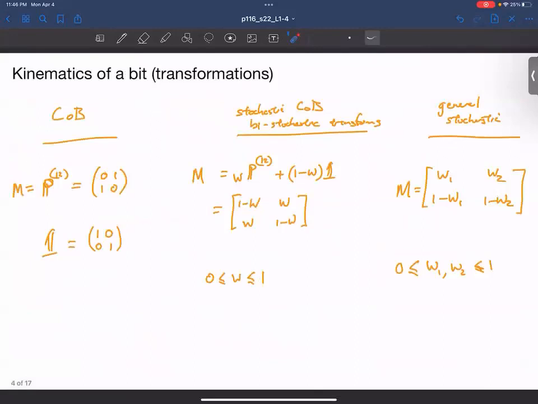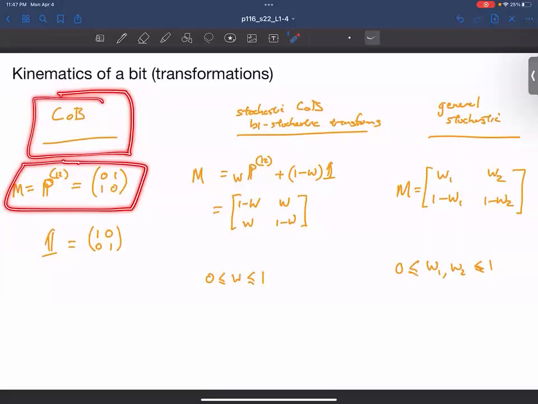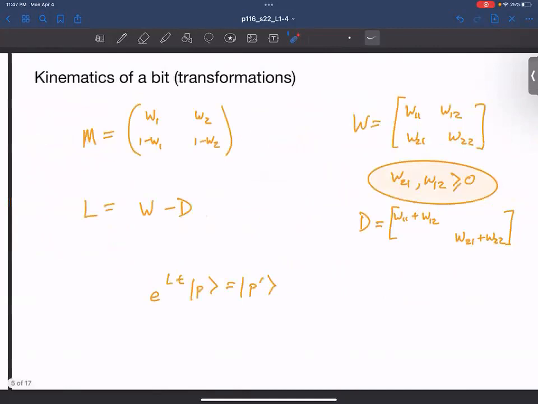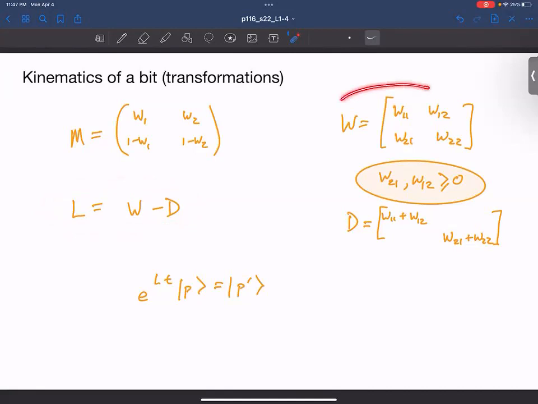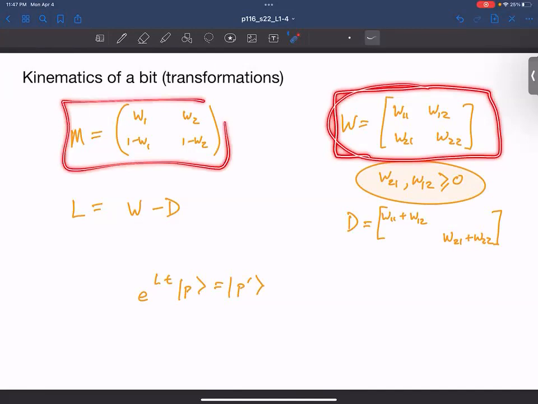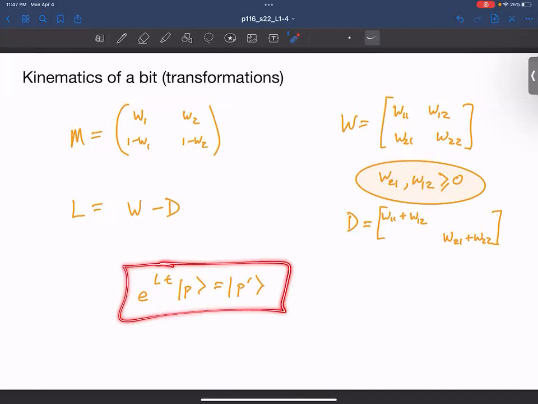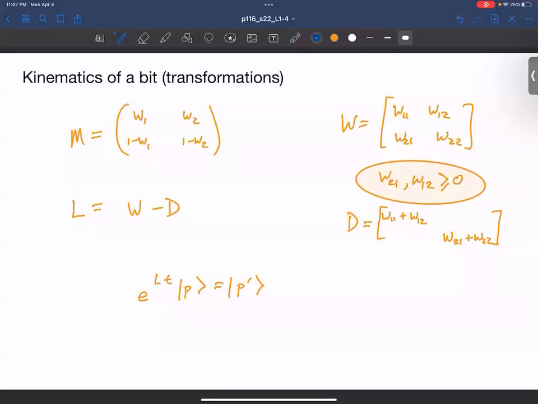For the bit, it was just a bit flip, or the X gate, as you might like. A stochastic change of basis, and this is much more interesting in terms of probability theory. And then we also had the general stochastic transformations, and we generalized that to continuous transformations using the transition rate matrix rather than the probability transition matrix. We discussed that you could exponentiate that equation for the differential equation and get out some parameterization of M.